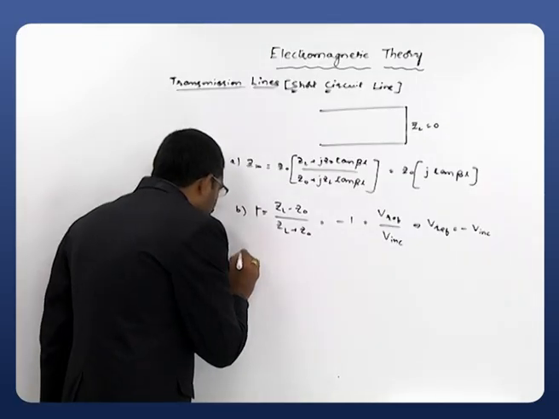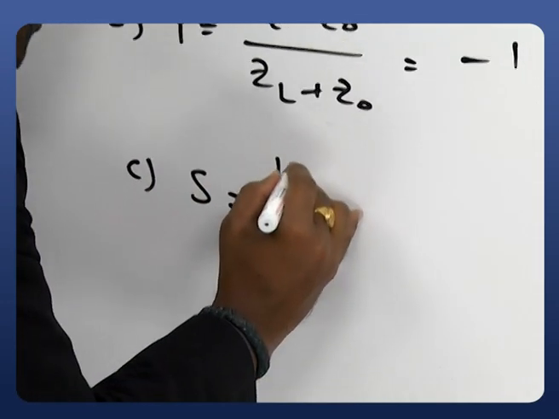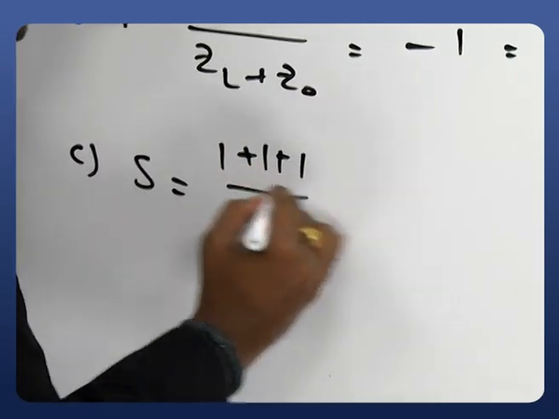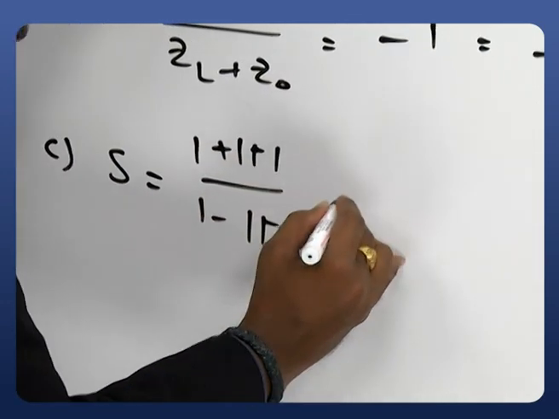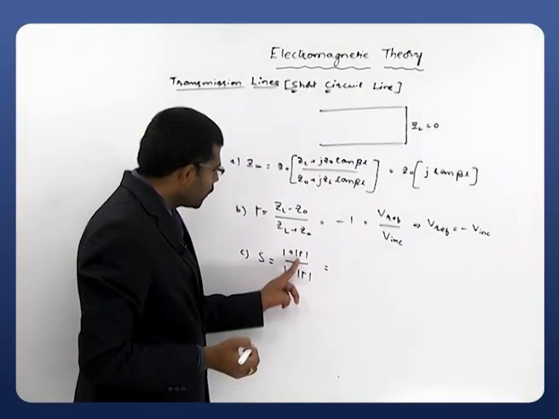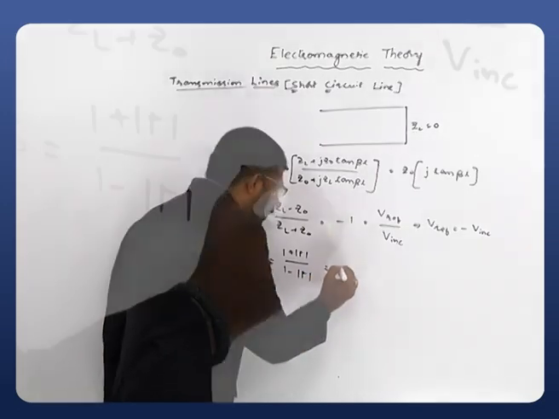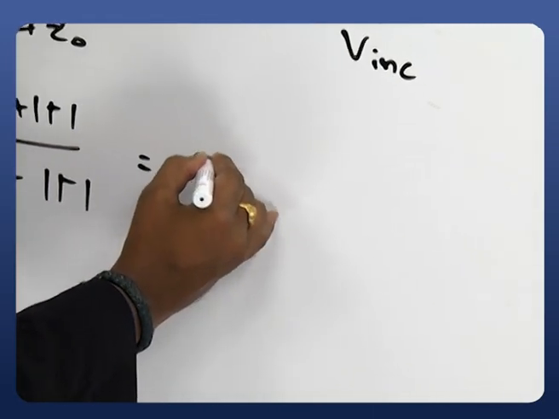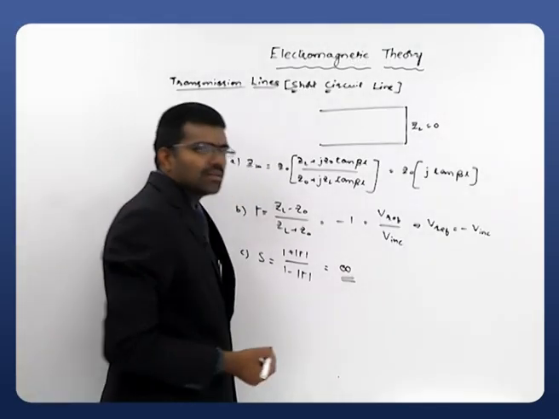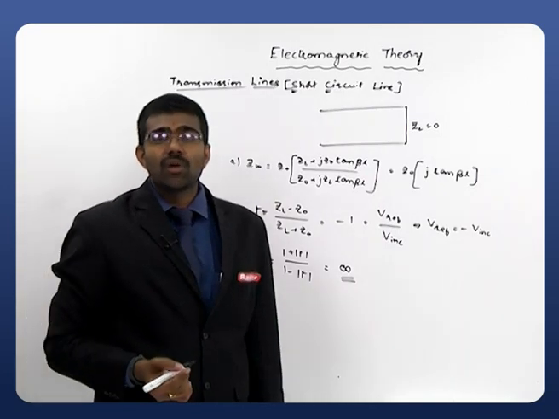Similarly, the third parameter I am observing is (1 plus magnitude of gamma) divided by (1 minus magnitude of gamma), the VSWR. If you substitute gamma equal to minus 1, it is 1 plus 1 divided by 1 minus 1, and what you get is infinity. That is, the maximum voltage standing wave ratio will be there.